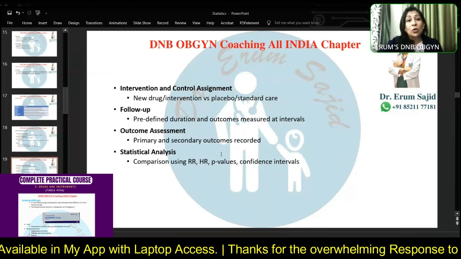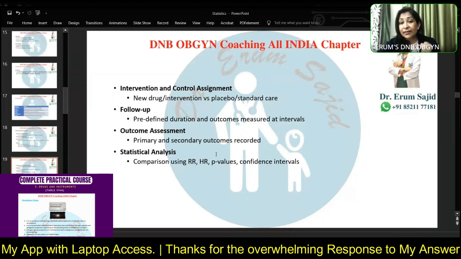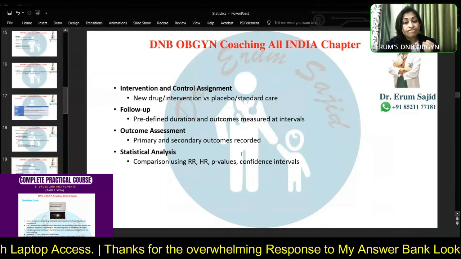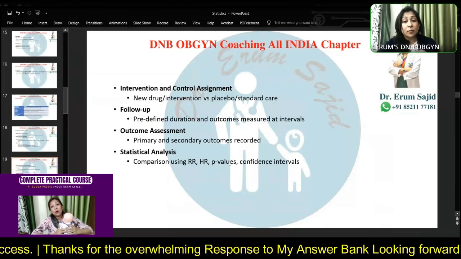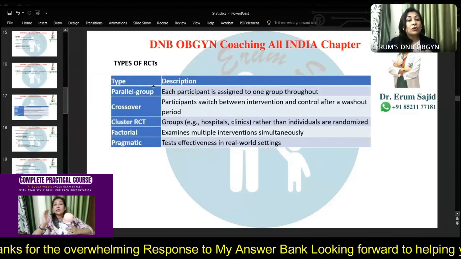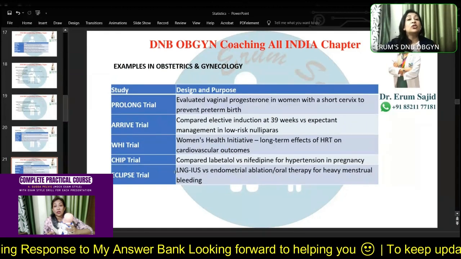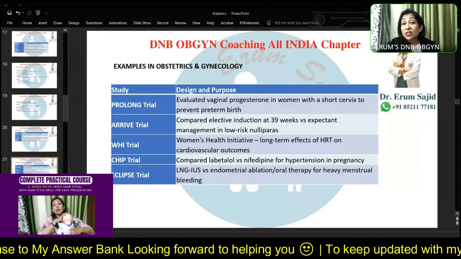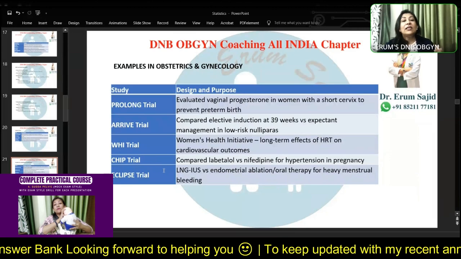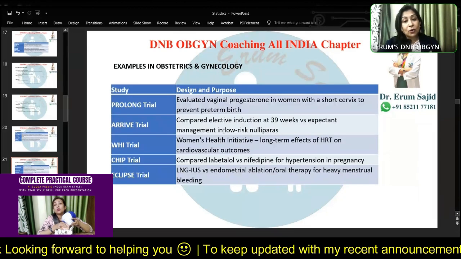The difference between the control population and the cases population. So this was what I've already told you. And certain examples, like, of course, you must have heard about the CHIP trial or the WHI trial or the ECLIPSE trial. These are all randomized controlled trials.